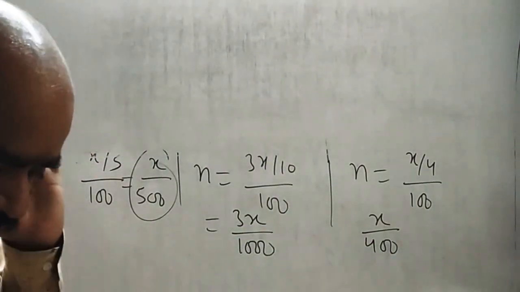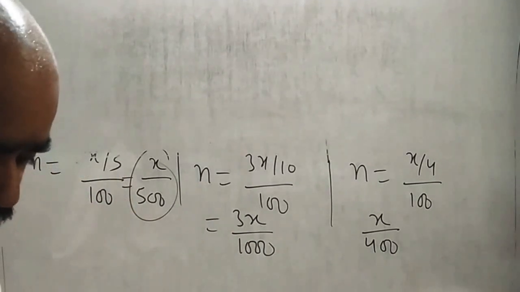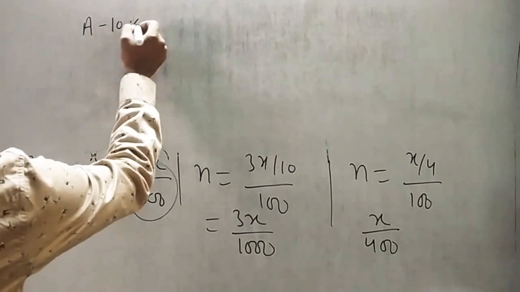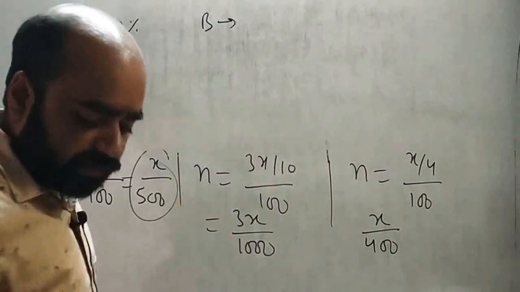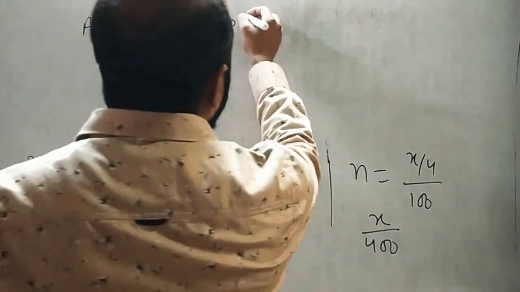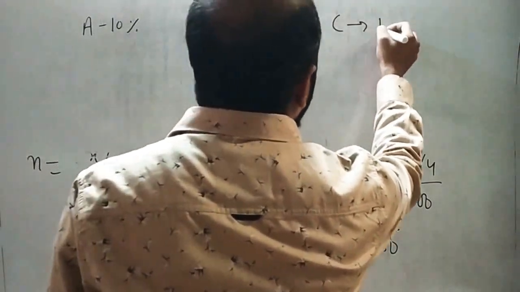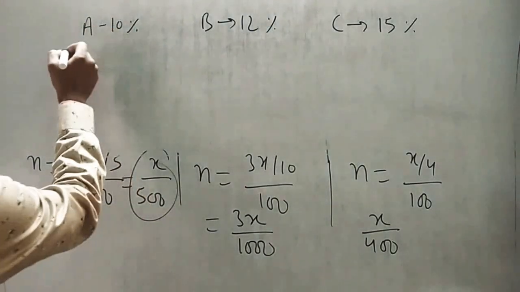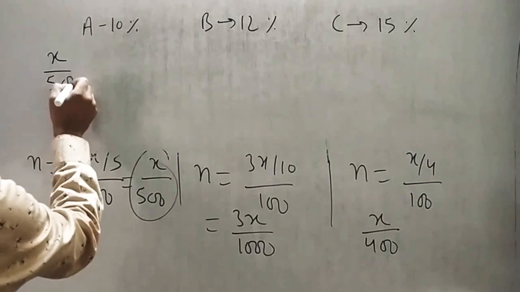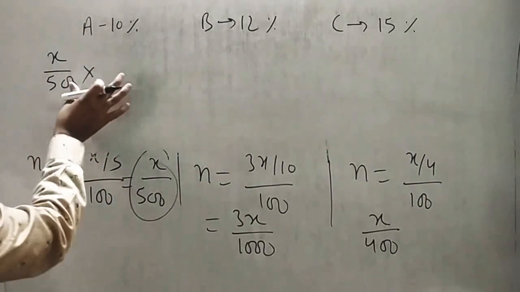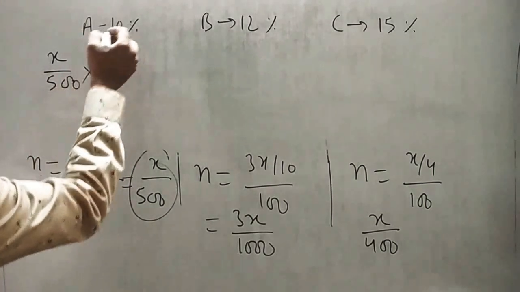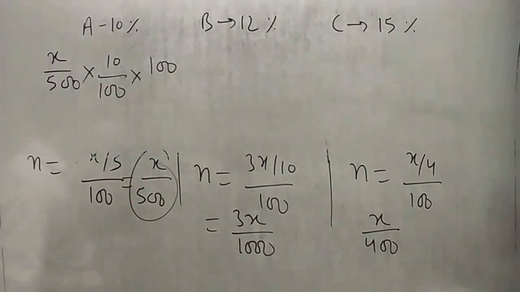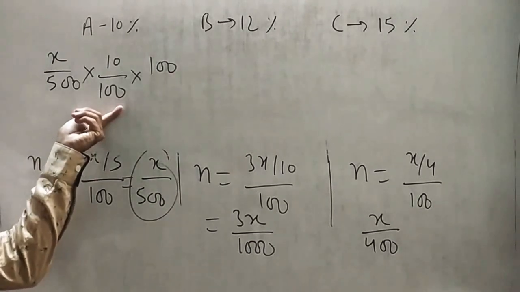Now we have to calculate total income. So for first one, A1, it is 10%. For B1 it is 12%. And for C1 it is 15%. So how to calculate income? Income means first you have to take number of shares, correct? Number of shares into percentage dividend 10%. Face value is not given, so we will take 100. This is the dividend for company A.